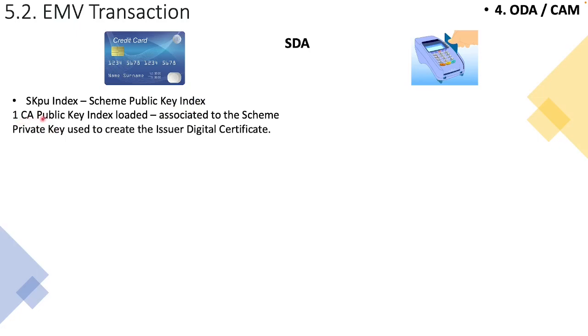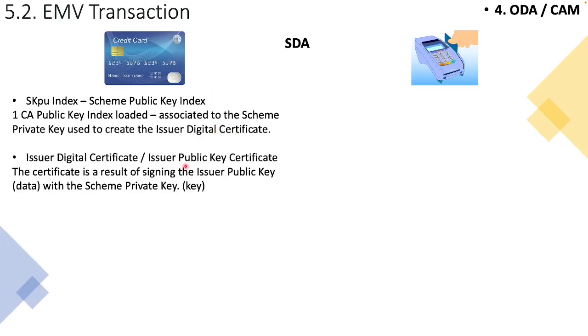So we have one CA public key index loaded on the card, and this is associated to the scheme private key that was used to create the issuer digital certificate. Remember, in asymmetric cryptography, we have key pairs, a private and a public key pair. The private keys are never shared, but the public ones may be distributed. So going back, the card has a scheme public key index, and the index references the associated scheme private key that the scheme used to create the issuer digital certificate, which also resides on the card.